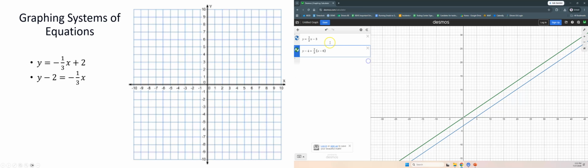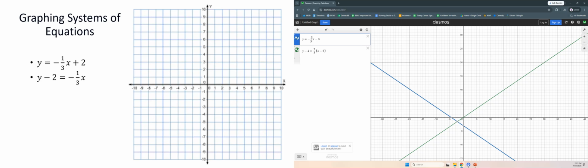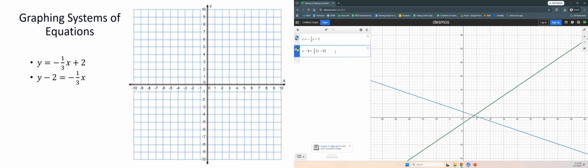It looks like there is one more. Let's go ahead and type this in. So we got y equals negative 1/3 x plus 2 and y minus 2 equals negative 1/3 x.